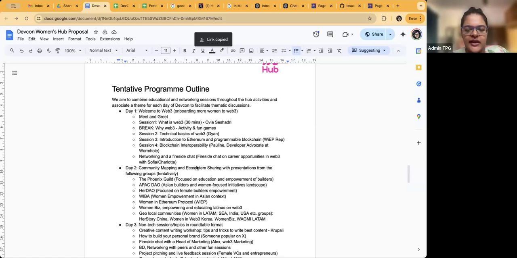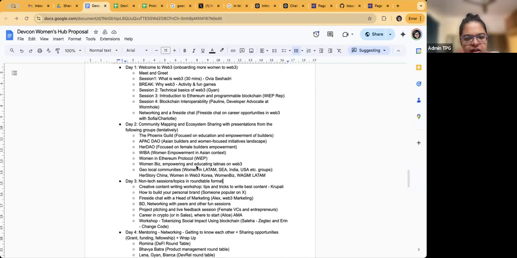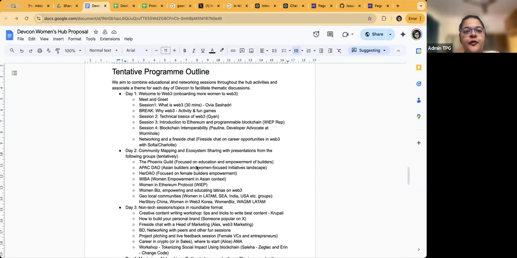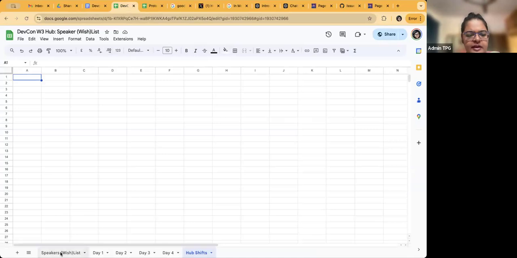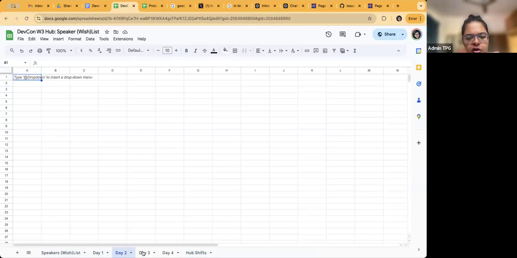Okay, so in that case, if everyone is okay with it, or I don't know at the moment, I wasn't sure. I just put that we will freeze the tentative agenda. If everyone thinks this flow is okay, what we can start doing is in the speakers wish list Excel sheet that I've shared, I've created more workbooks which are day 1, day 2, day 3, day 4.